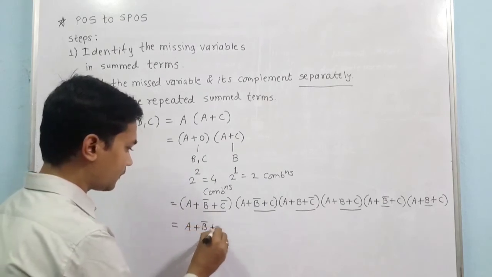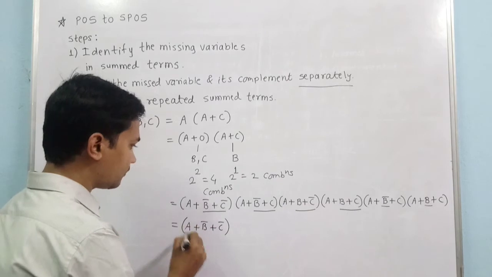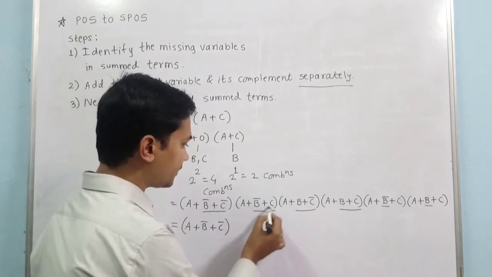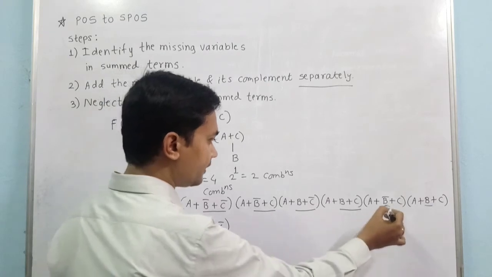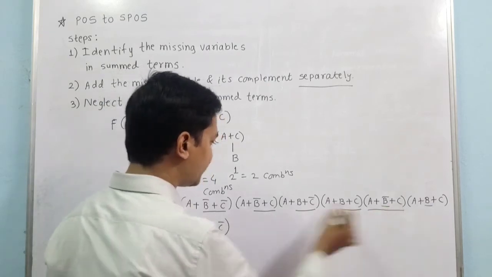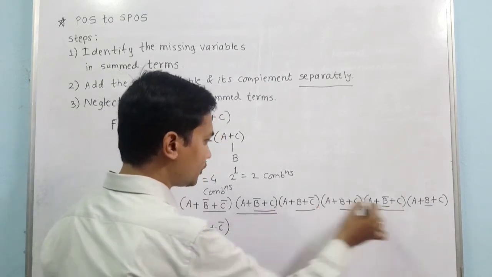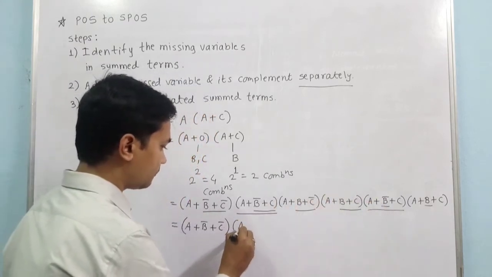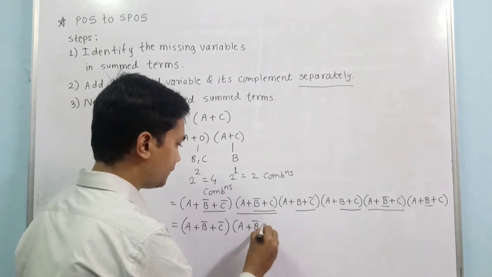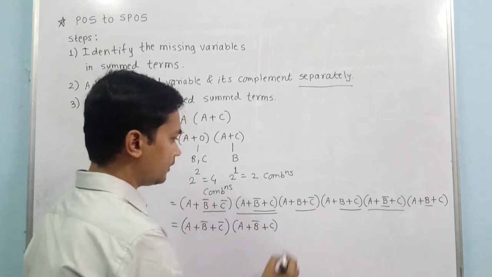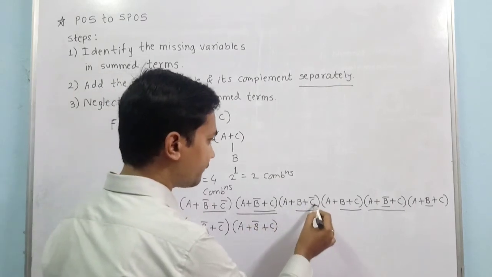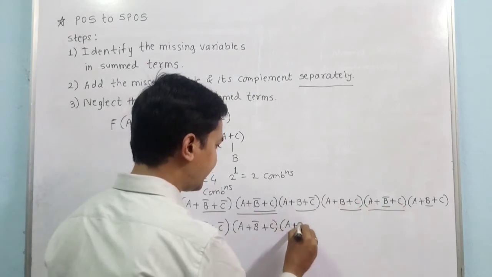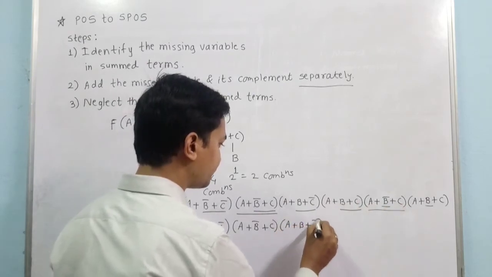Now come to the next term, A plus B bar plus C. Is this term repeated anywhere? Yes, it is repeated here. So instead of these two terms, we take it only once: A plus B bar plus C. Now A plus B plus C bar, is this term repeated? No. Take this term, A plus B plus C bar.